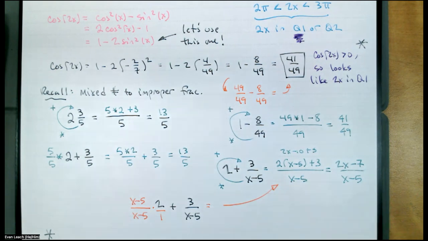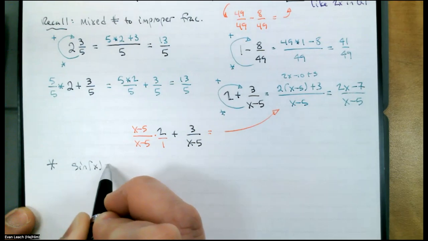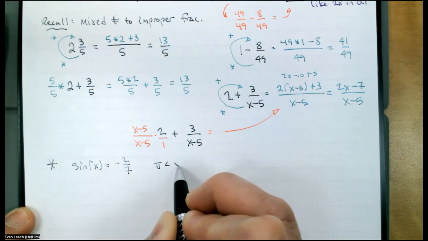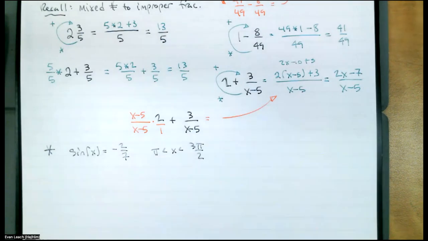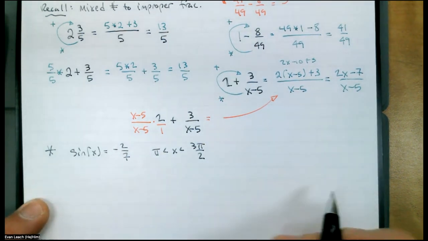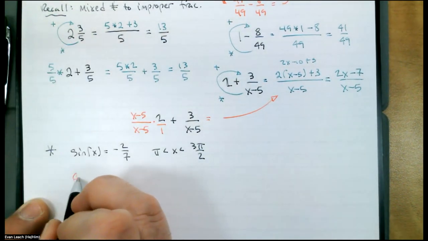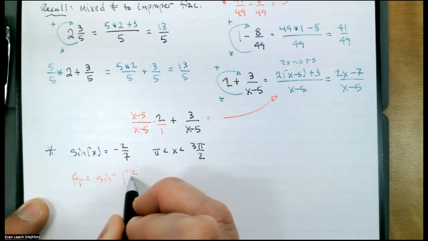We're told that sine of x is negative 2 over 7. And we're told that x is between pi and 3 pi over 2. You could use this information to figure out what x is. So our reference angle is going to be sine inverse of 2/7.